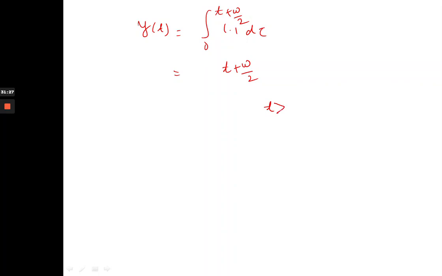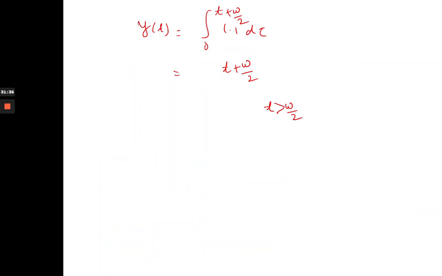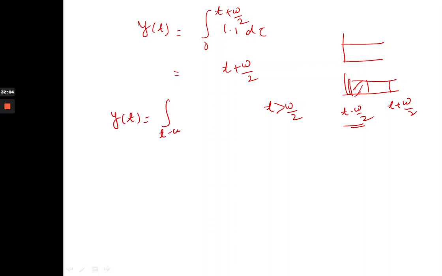Then when t is greater than w by 2, at that time the waveform will be like this. This is t minus w by 2 and this is t plus w by 2. Means there is complete overlapping. Lower limit is t minus w by 2 and upper limit is t plus w by 2. Hence we will write y of t equals t minus w by 2 to t plus w by 2 into 1 d tau. Then substitute the upper limit, t plus w by 2 minus t, and this minus minus becomes plus w by 2. This will cancel out and the answer will be w.